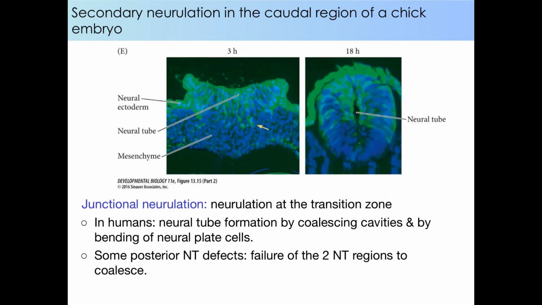Recall that there is also a transition zone where junctional neurulation takes place, and this is characterized by features of both primary neurulation, so folding of the neural tube, and secondary neurulation, or coalescing of mesenchymal cells. The lumens formed by secondary neurulation, as well as the regions that were formed by primary and secondary neurulation, need to coalesce to form one continuous tube. And some posterior neural tube defects are the result of the failure of these lumens to come together.